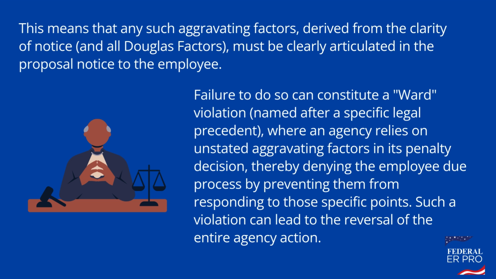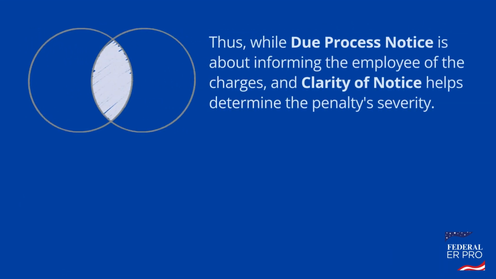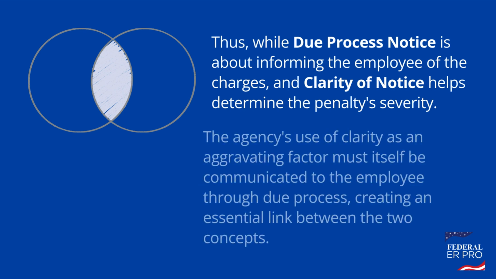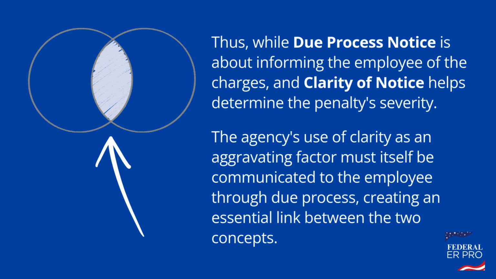So, here's the connection. Due process notice tells the employee what the charges are. Clarity of notice may influence how serious the penalty is, but if the agency plans to use that clarity against the employee, they've got to disclose it. That's the critical link between the two concepts.